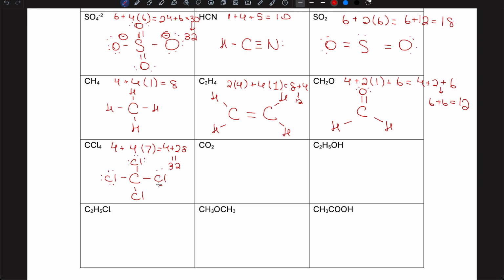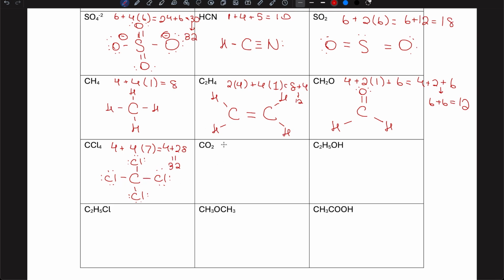However, halogens also have 3 lone pairs. They also like 3 lone pairs as well as a bond. So let's count this up. 1, 2, 3, 4, 5, 6, 7, 8, 9, 10, 11, 12, 13, 14, 15, 16, 17, 18, 19, 20, 21. If you count this up, it does add up to 32. Just take my word for it.